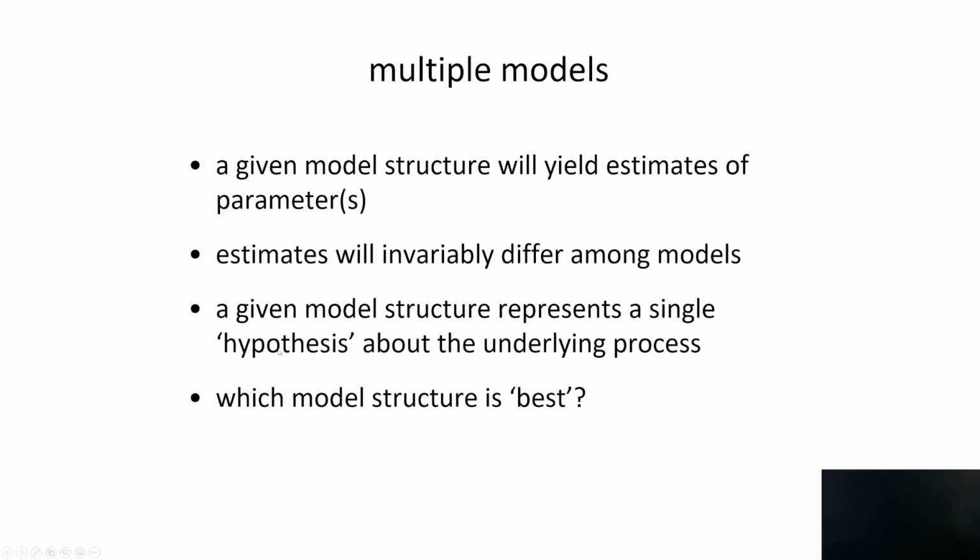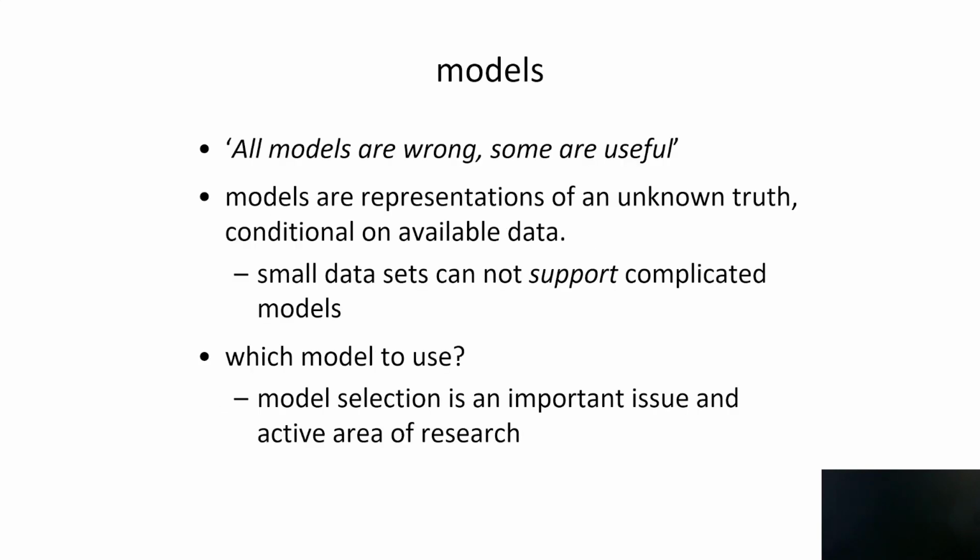Given that a model structure represents a single hypothesis, and you might have multiple ideas about the way you think the world works, how do you determine which model structure is best? And then, as indicated parenthetically here, what do we mean by best? All right, so models are hypotheses. All models are wrong and some are useful.